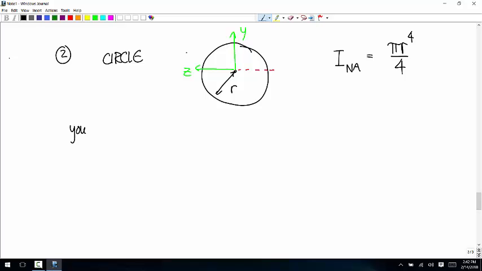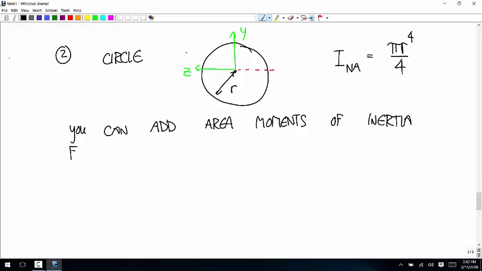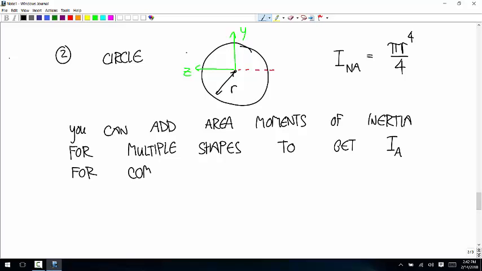Now, you can add the area moments of inertia for multiple shapes to get the I sub A for compound shapes, I'll call them. I'll do some examples of this, not today.